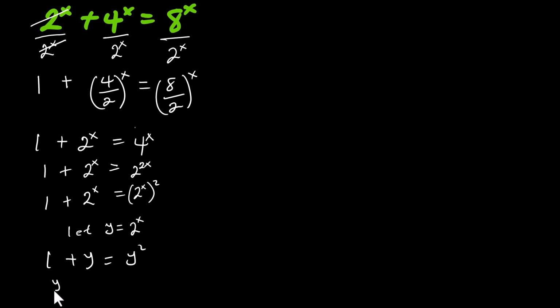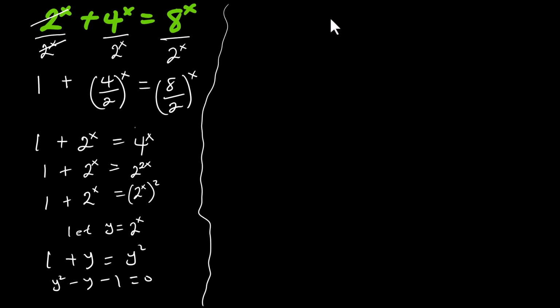Let's arrange it: y squared minus y minus 1 equals 0. So what do you see here? A quadratic equation. Let's solve this by the method of completing the square. I'll write this as y squared minus y equals 1. Let's take half of the coefficient of y, so we have minus 1 half all squared, then add the result to both sides of the equation.